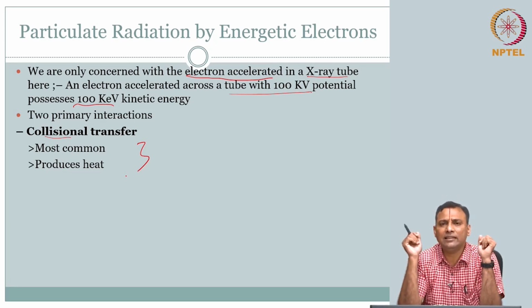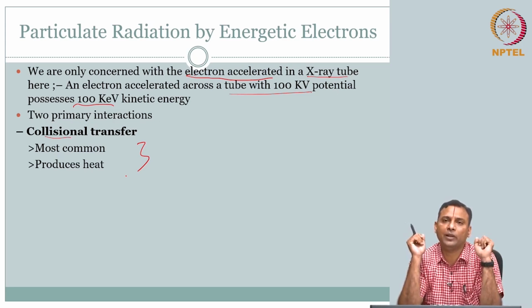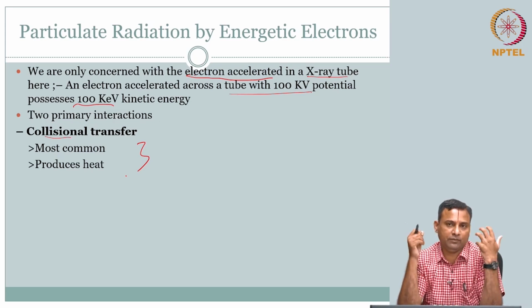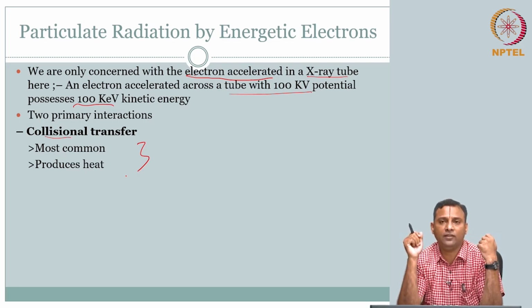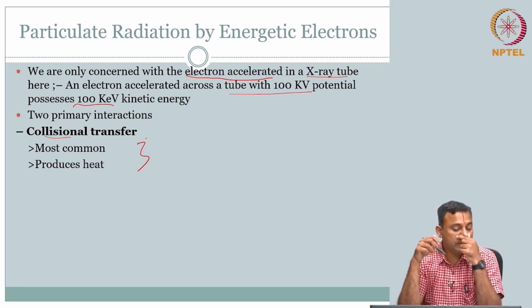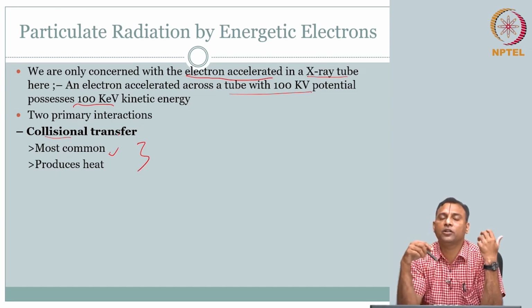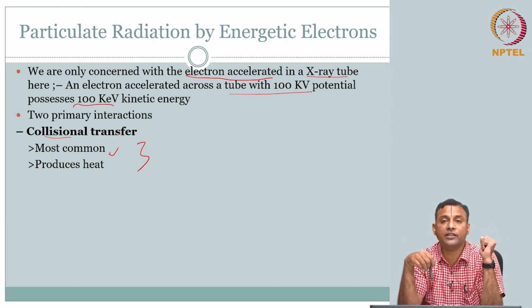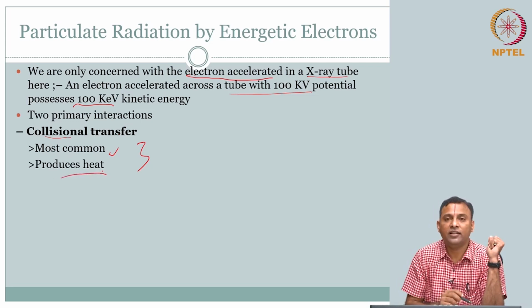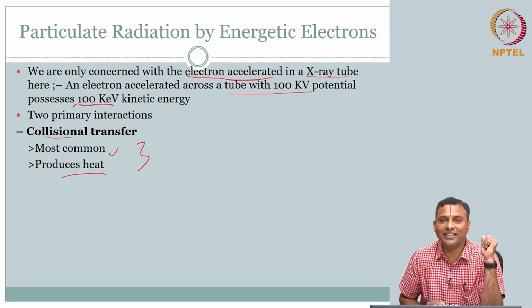Is this interesting to us? Is this important to us? What do you think? Right? So, we say that if you have a charged electron, you give sufficient energy, it will interact in this manner, and this is the most common interaction. Do you think it is a useful interaction, or not so useful? Well, useless or useful depends on the context. What is our context? We want to generate X-rays. What is generated? Oh, it produces heat. That means your X-ray tube is going to get heated up.